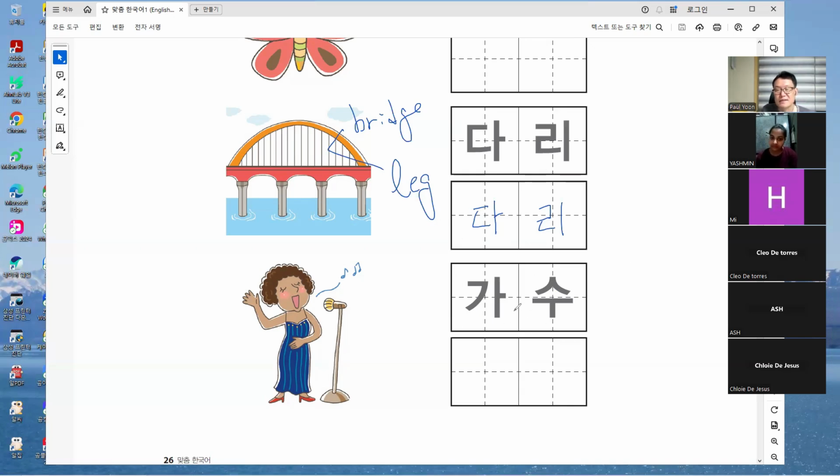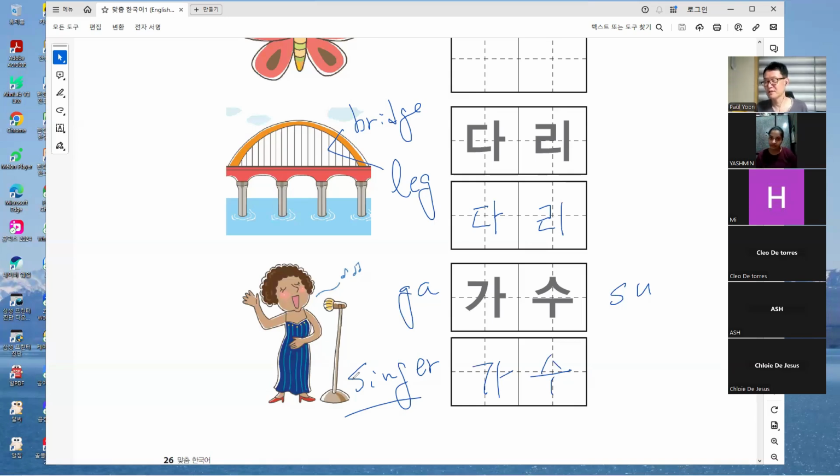Next, how about this? Can you read? 가수. Okay, 가수, right? Can you repeat again? 가수. 가수 means? Singer. Singer, okay, singer, right? 가수. Okay.